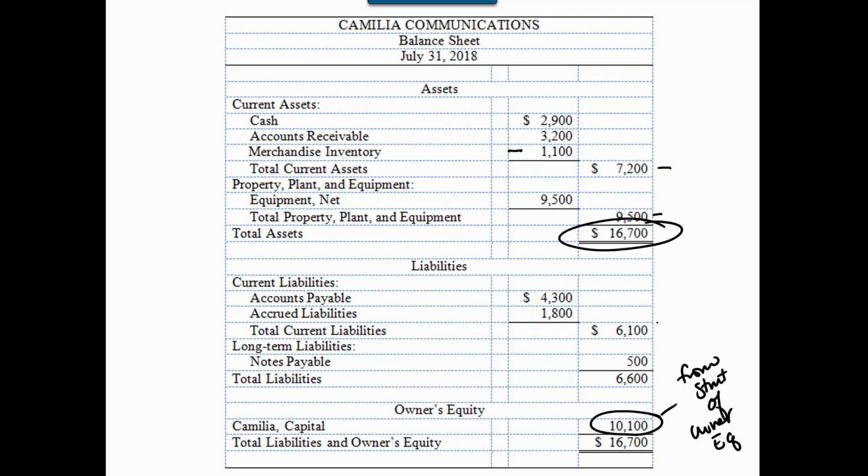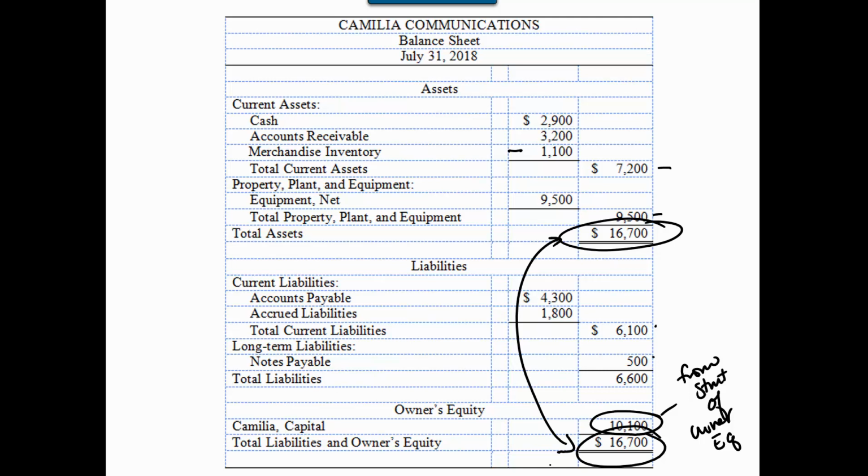Here's my current liabilities, my long-term liabilities. So total liabilities plus owner's equity. These two numbers right here, total assets equals total liabilities plus owner's equity. Everything's in balance, and we're all happy there.